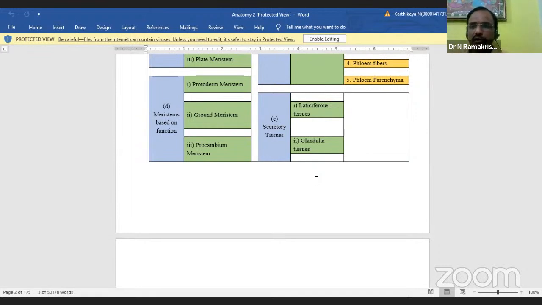Osmophores. This is also one type of special gland. They produce some volatile essential oils, some type of oils, and these oils impart fragrance to the flowers.